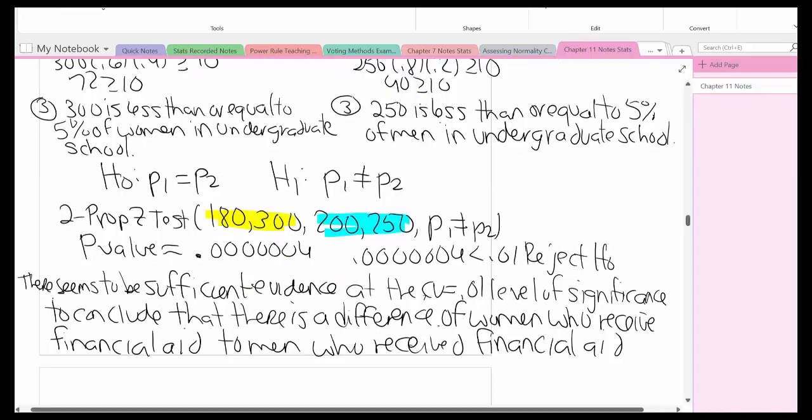Okay, there seems to be sufficient evidence at the alpha equal to 0.01 level of significance to conclude that there is a difference of women who receive financial aid to men who receive financial aid. Now, remember, for this particular problem, what did we end up having? We had two populations with proportions, hypothesis test, and remember the two populations were independent.